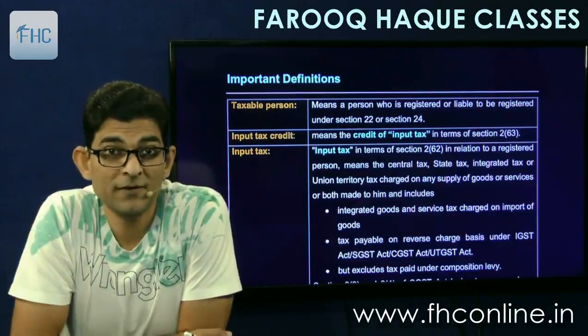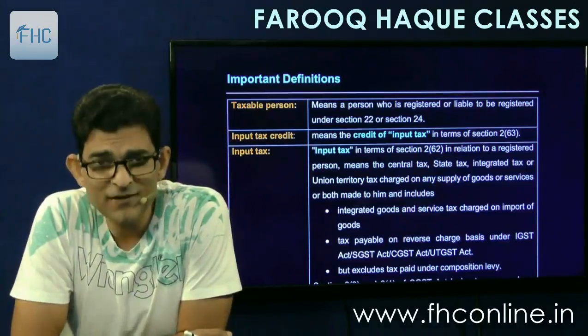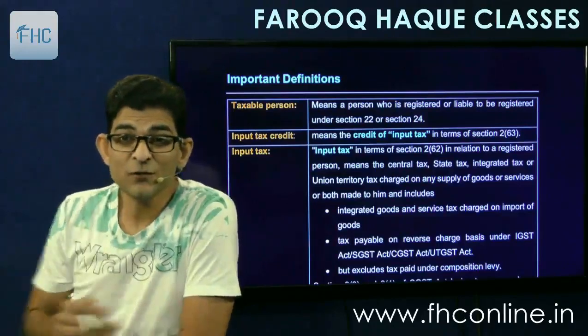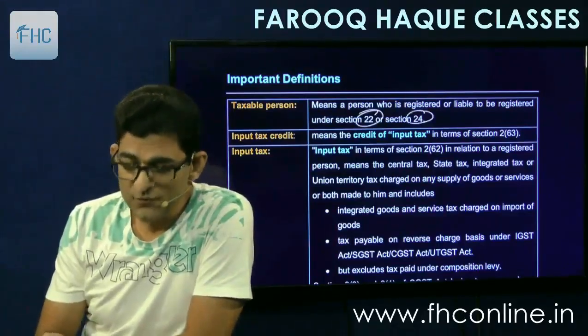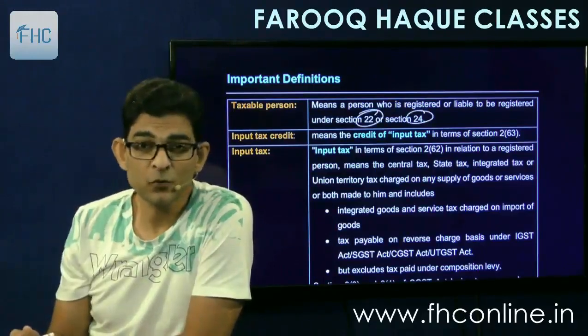Hello everyone. Now let's see definitions. So starting with taxable person, which is very simple to understand, means a person who is registered or liable to be registered under section 22 or 24. So this we'll see in the definition of chapter of registration later on.